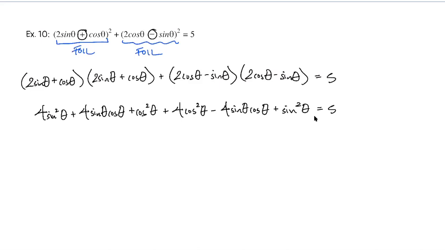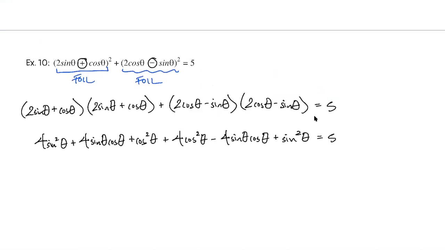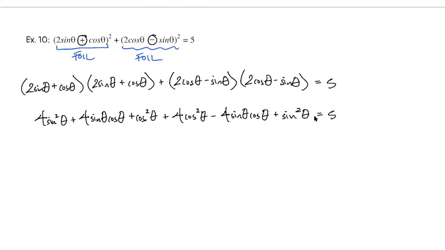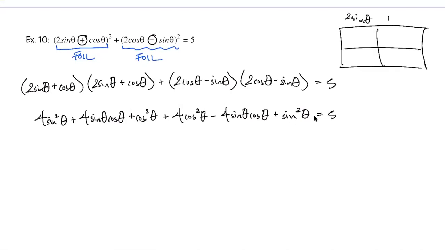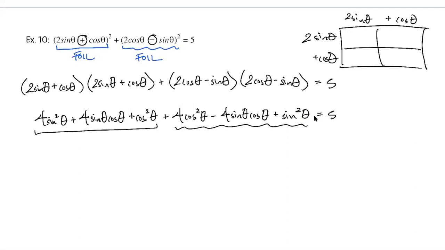Yeah, you can definitely use the box method here if you prefer to keep things organized. And so maybe what that might look like is having 2 sine theta plus cosine theta, 2 sine theta plus cosine theta. And when you fill in the inside of the box, that should give you the same thing as these 3 terms here, okay? And if you do the same thing with the other side, you should get these 3 terms over here. Cool. Okay, so now that we have this, how do we move forward from here? What are some things that we can do to simplify this? Because we have to get down to 5. Like, there's not even a trig function on the other side. It's just 5, just a number.